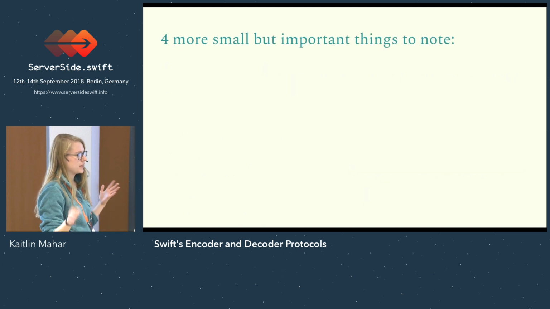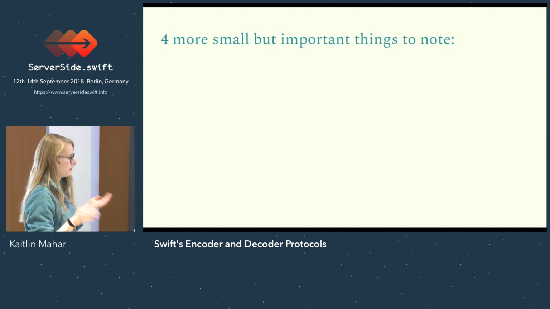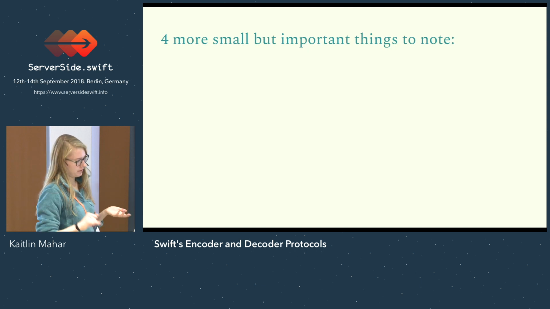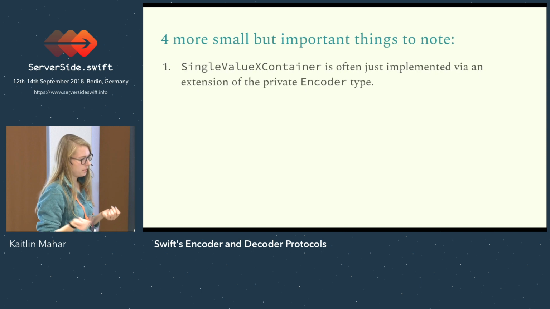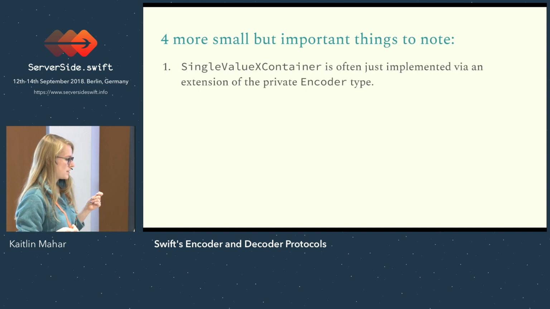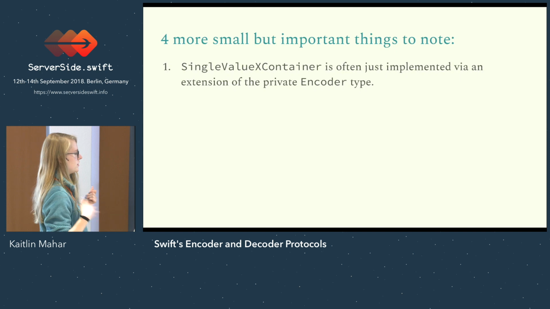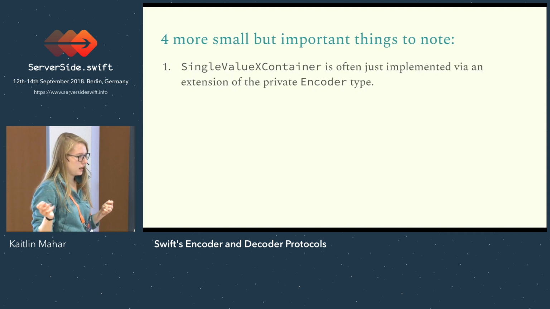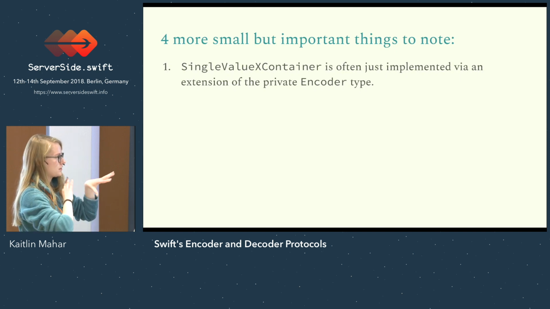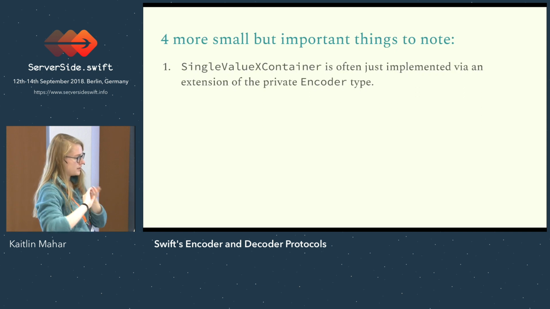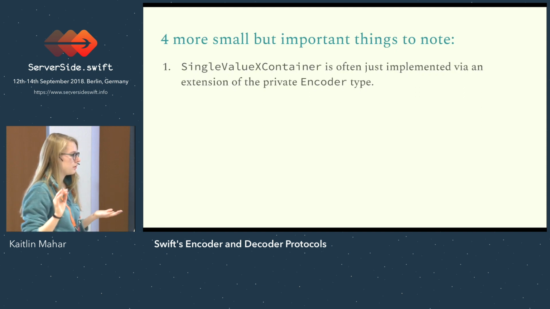So here are some other things that didn't really warrant a whole slide, but are important to note if you are going to write an encoder-decoder. Often the single value container types are just implemented as extensions of the private encoder type. The reason for that is that the requirements of Encoder and SingleValueEncodingContainer don't really conflict.